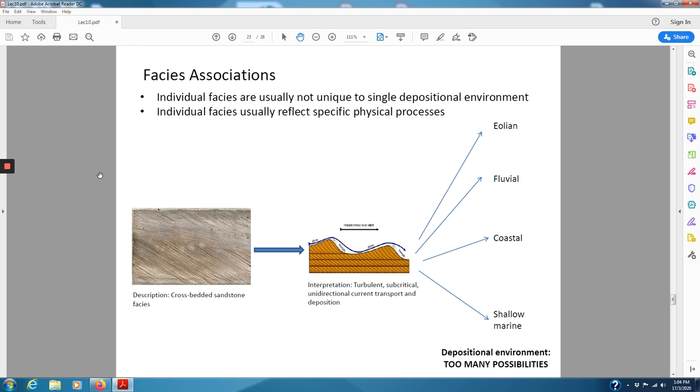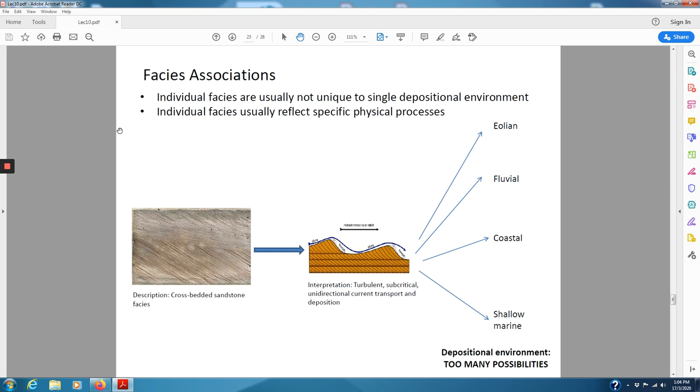Okay, so now we've constructed our sedimentary log, we've subdivided our sedimentary succession into discrete facies, and different facies are formed by different processes that we learn in sedimentology. Great, now we can interpret the depositional environments. We can know whether it's a river or not. Hold on. No, it's not that straightforward.